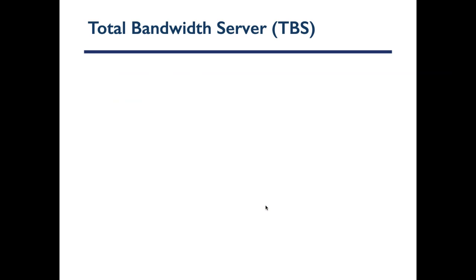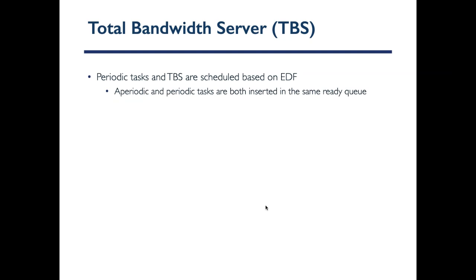The last one that I want to talk about is what if we don't use rate monotonic? Instead, we use something like EDF. That would create another type of server, which is called total bandwidth server. The idea with these servers is every time you get an aperiodic task, you're going to artificially assign a deadline to your task. So you're going to put both periodic and aperiodic tasks in the same ready queue.